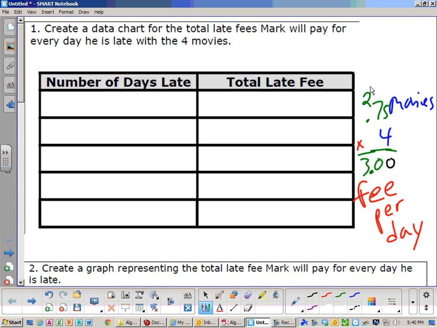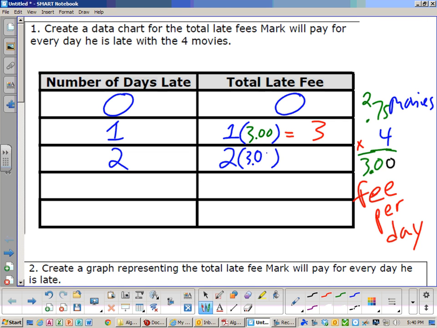So if it's been 0 days late, then of course you have 0 days late fee. But if it's been 1 day late, that means 1 times what we got here. Oh yeah, $3. A $3 fee for 1 day being late will equal a total charge of $3, right? If it's been 2 days late, then it's 2 times your $3, which is equal to 6. And I think you see the pattern here.